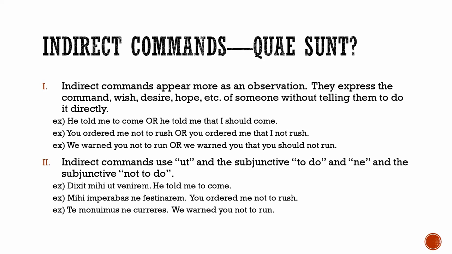Last example, te monuimus ne curreres. So we warned you that you should not run. Notice negative, so ne, subjunctive, curreres, and you should not run. You're the one who shouldn't run. So you being the es ending there.